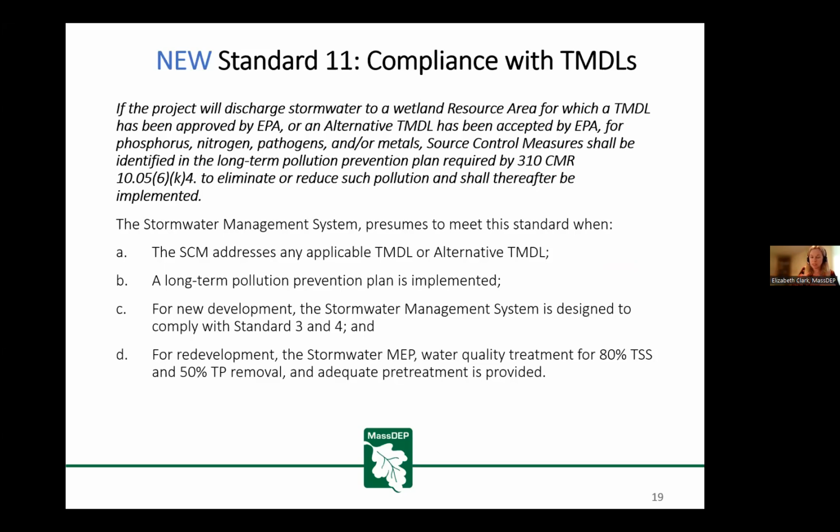The intent of this standard can be met if you meet standard 3 and 4, and then use the appropriate stormwater control measures that will help treat the pollutant of concern. And if you also update the long-term pollution prevention plan to address the pollutant of concern. So if you had a nutrient TMDL, you're going to need a nutrient management plan in your long-term pollution prevention plan. Next slide.